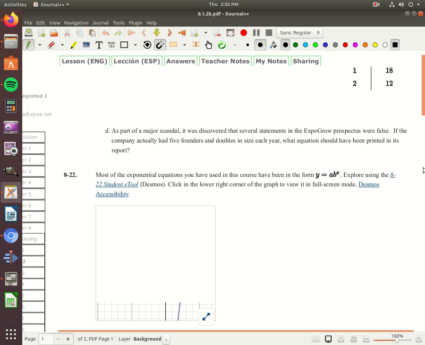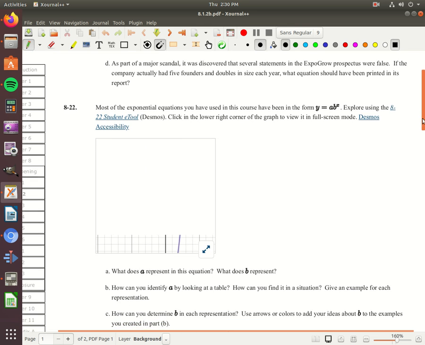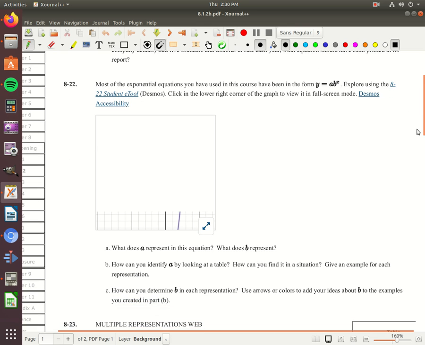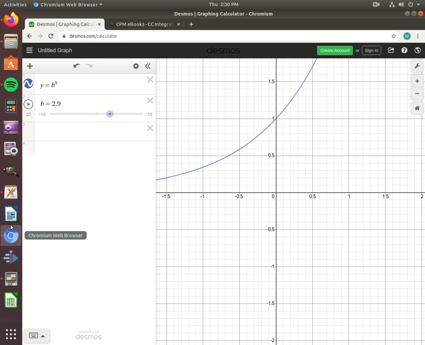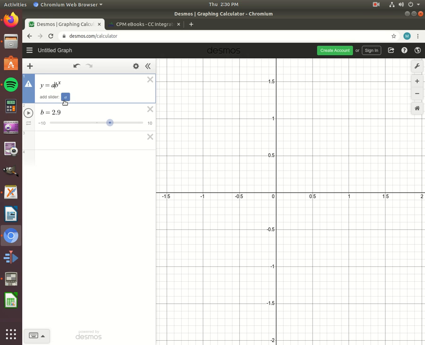It says most of the exponential equations you've used in this course have been in the form y equals a times b to the x. So explore the student tool. Click the lower right corner of the graph to view it in full mode. So let's just go back to Desmos, and I'll just add another slider here. Kind of cool when you put a letter there, you just add a slider.